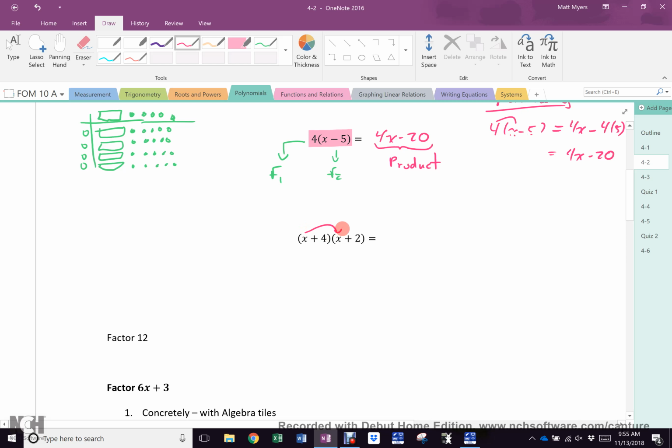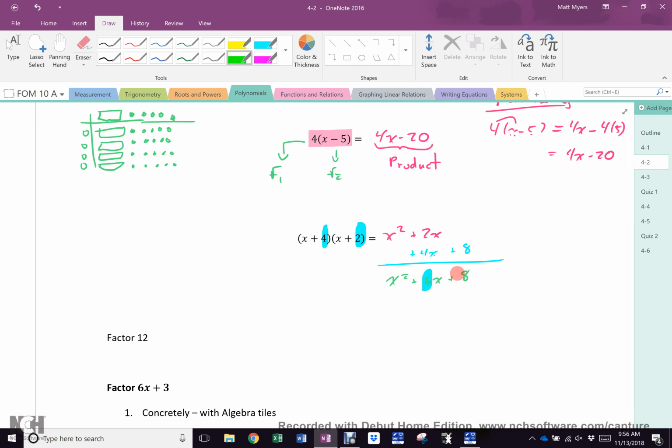First arrow, x times x, x squared. Second arrow, x times positive 2, plus 2x. New term, new line. 4 times x, positive 4x. 4 times 2, positive 8. Answer, x squared plus 6x plus 8. Now, seeing it written like that, can anybody remember the shortcut? 6, 4, and 2. 8, 4, and 2. Does anyone remember the shortcut now?